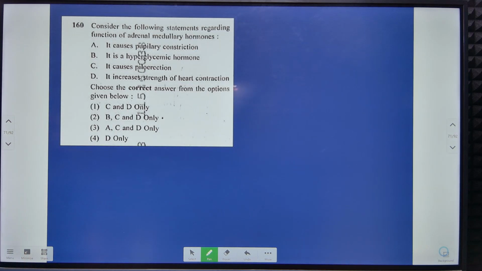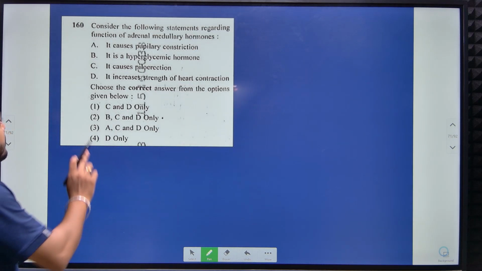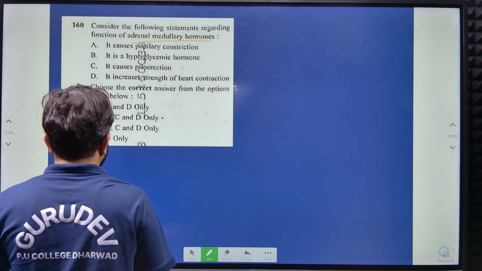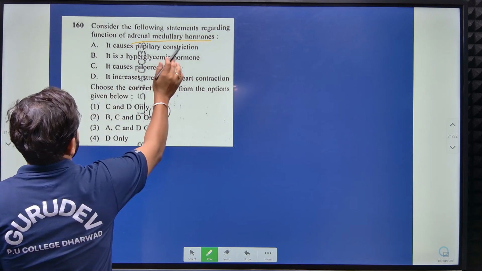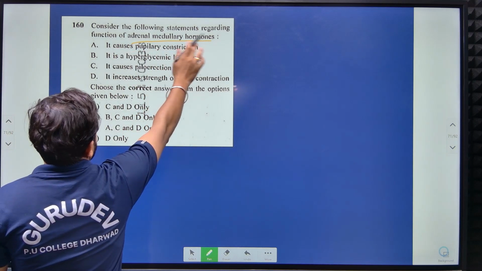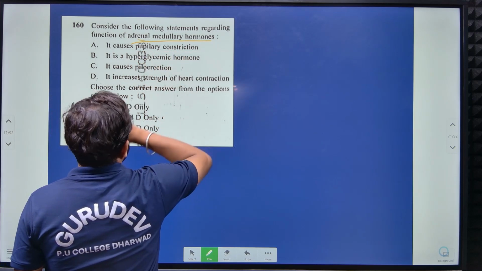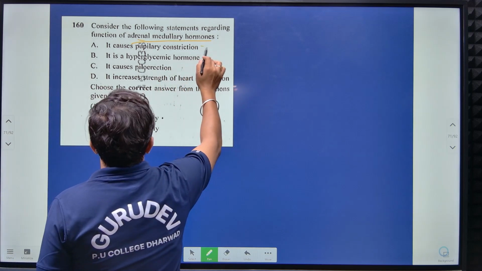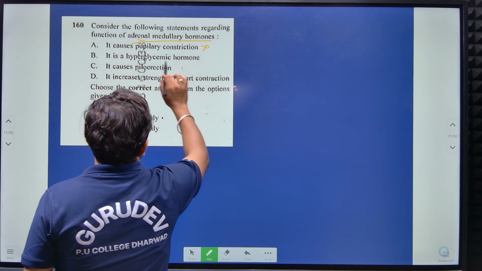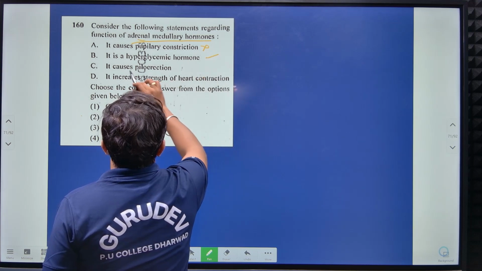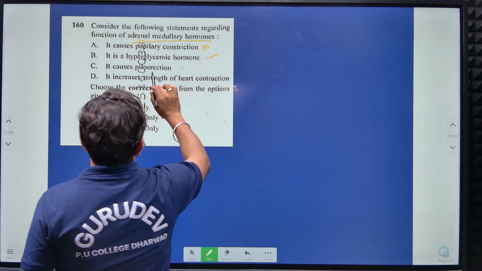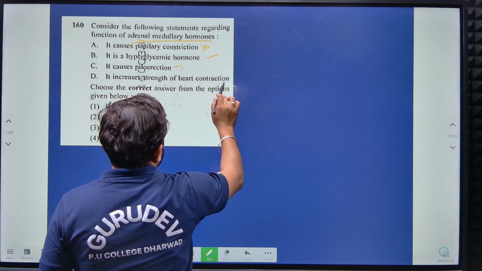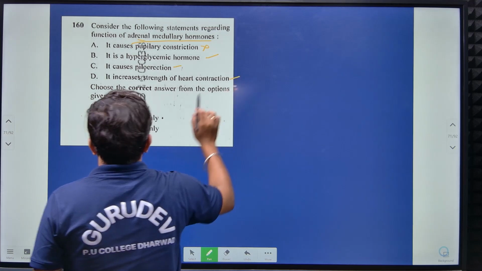Then moving on to the next, consider the following statements regarding the function of adrenal medullary hormone. We have to find out the correct function. Here it causes pupillary constriction. No, it can't. And it is a hyperglycemic hormone. Yes. Then it causes pilomotor erection, so that can be seen. Yes, it increases the strength of heart contraction, that is what I'm going to find out.